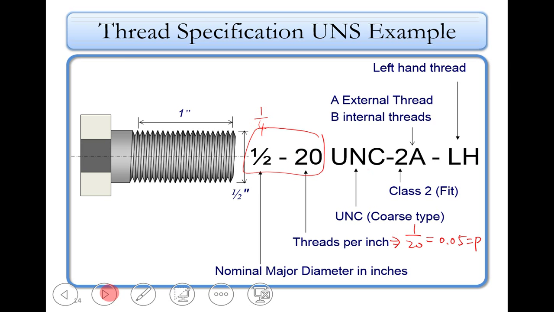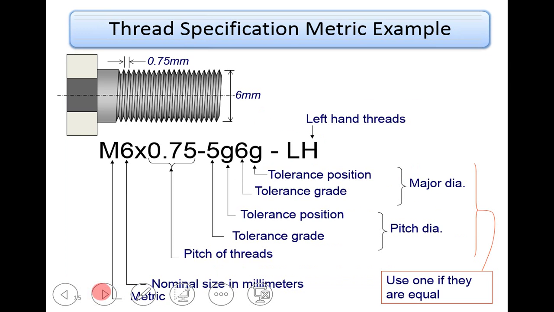This is a metric one, so it always starts with M. The first number is the major diameter, and the second number is the pitch. So 0.75 millimeter. The rest of them you don't really need to care about. A lot of them refer to the tolerance of the major diameter and pitch. And the last one here represents the right-handed or left-handed thread. So that's how you read this. Any questions? Okay, we'll continue this next lecture.